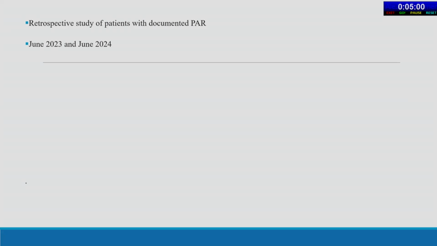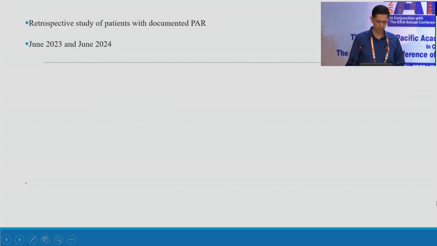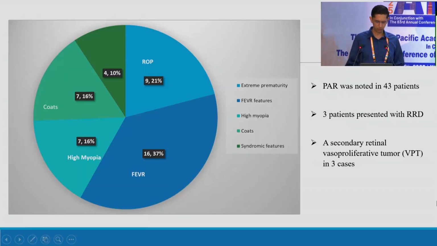As we know, the common causes of peripheral avascular retina could include physiological, which is secondary to high myopia, prematurity, FEVR and related retinopathies, Coats disease and PFV. So we did our own analysis of our documented cases of PAR with good imaging documentation, and we could see that the etiologies are similar to what I just mentioned.